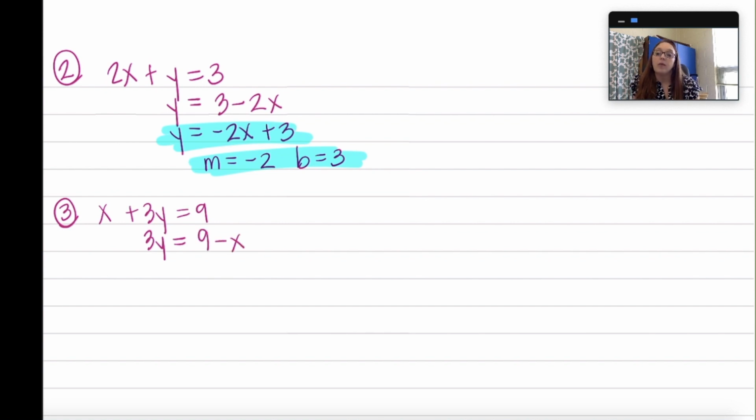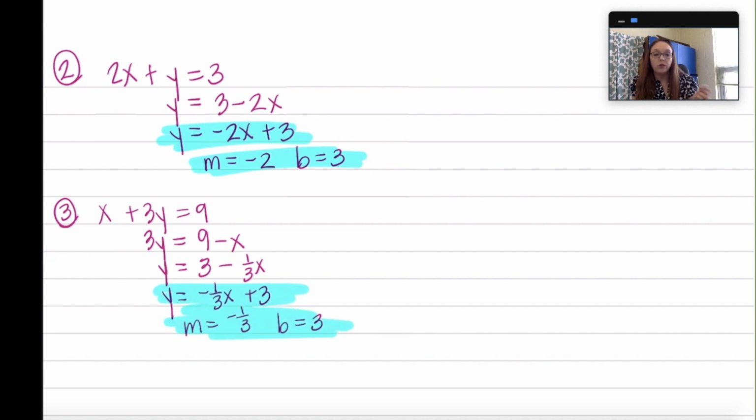Now the next step is you have to divide everything through by 3. That would leave me with y. Now when I divide everything through by 3, I'm going to have to divide the 9 by 3, and I'm going to have to divide the x by 3. So 9 divided by 3 is 3. And x divided by 3 is just going to be x over 3, or 1/3 x. And when I change that to the appropriate slope-intercept form, it becomes y equals negative 1/3 x plus 3. So the slope is negative 1/3, and the y-intercept is positive 3.